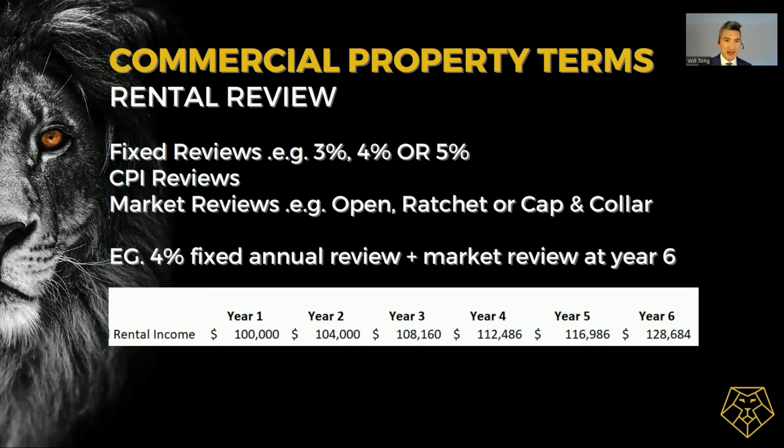Okay, and there's a few different types of rental reviews. You've got the fixed reviews, which are usually expressed as a percentage. So it could be a 3% annual increase, 4% or 5% annual increase. There's also CPI reviews. So the rent gets increased according to what the CPI is on the previous year. So at the anniversary of each year of the lease, the rent goes up by the percentage indicated by the CPI. And there are also market reviews.